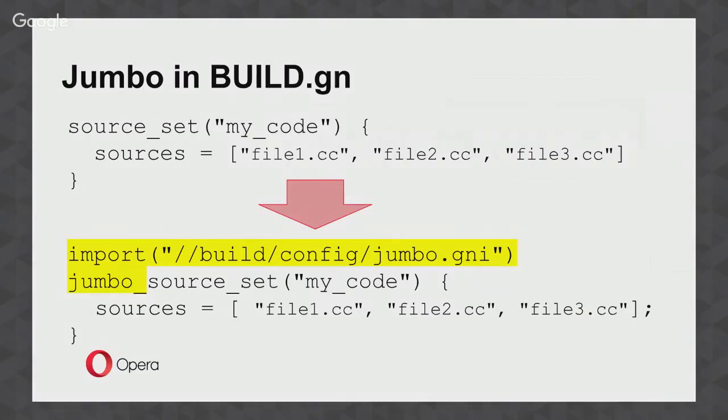So today Jumbo is implemented through a GN template. And if you want to add Jumbo support to your code, it is not complicated. It might be as easy as this. You include the Jumbo template and you write Jumbo source set instead of source set. What can happen is that these files, file 1, file 2, file 3, in some way clash, and you might have to solve compilation problems. But that's basically it. It's not more complicated than this.